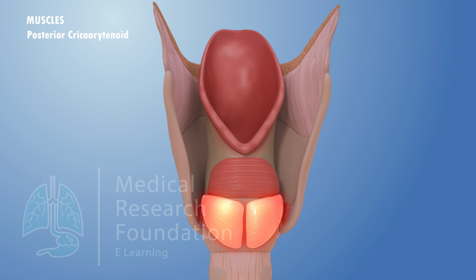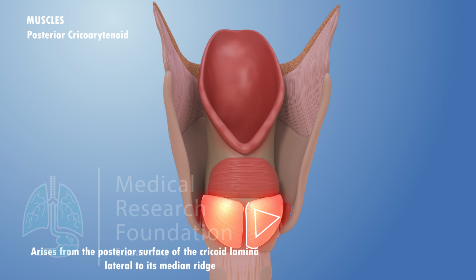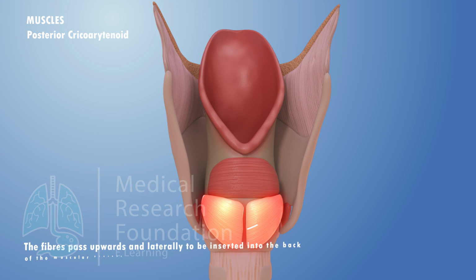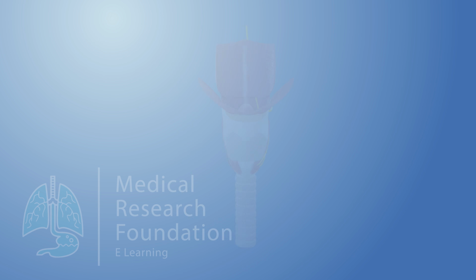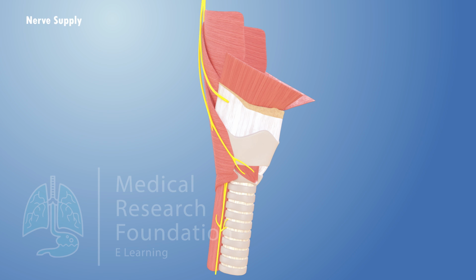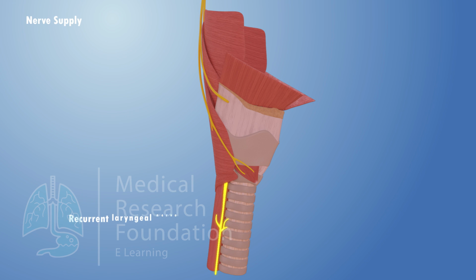Posterior cricoarytenoid. It is a triangular muscle which arises from the posterior surface of the cricoid lamina lateral to its median ridge. After origin, the fibers pass upwards and laterally to be inserted into the back of the muscular process of the arytenoid. It is supplied by recurrent laryngeal nerve. The posterior cricoarytenoid abducts the vocal cords. Nerve supply. All the intrinsic muscles of the larynx are supplied by recurrent laryngeal nerve, except cricothyroid, which is supplied by the external laryngeal nerve.